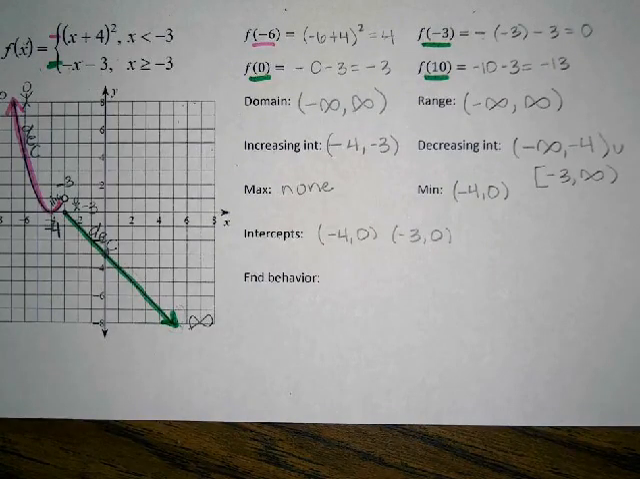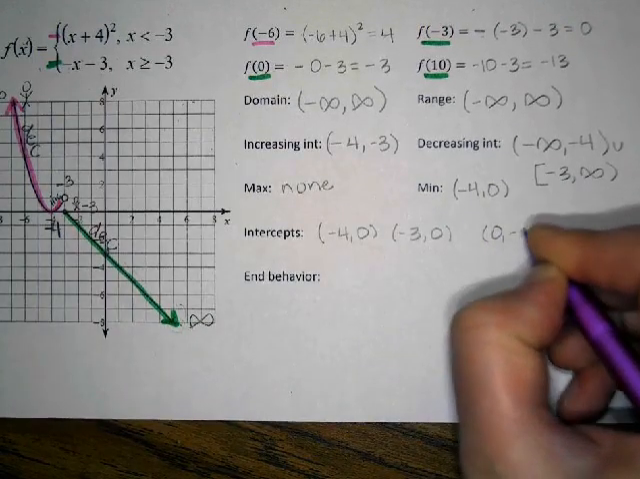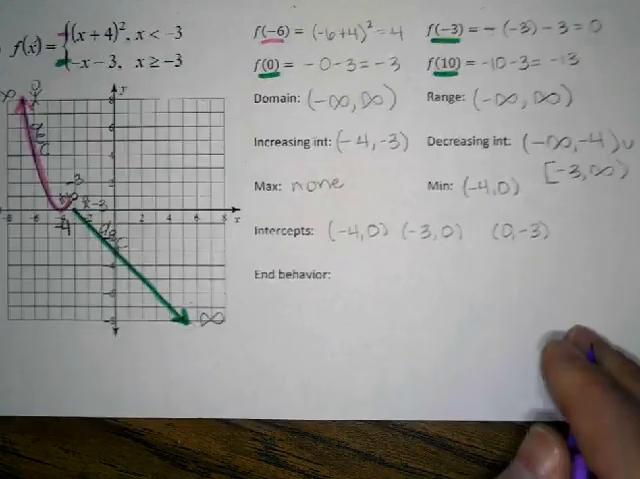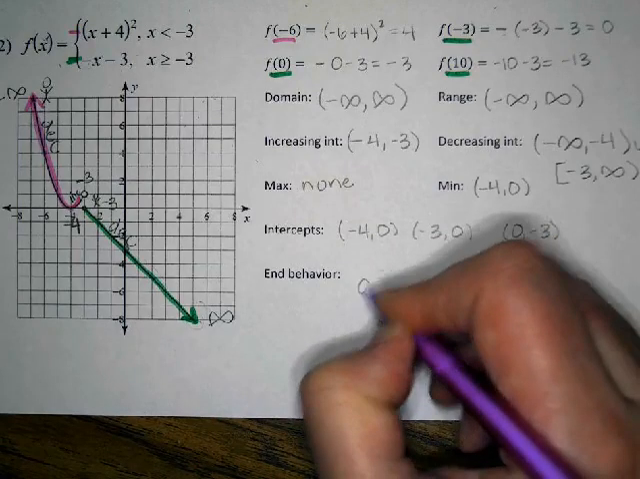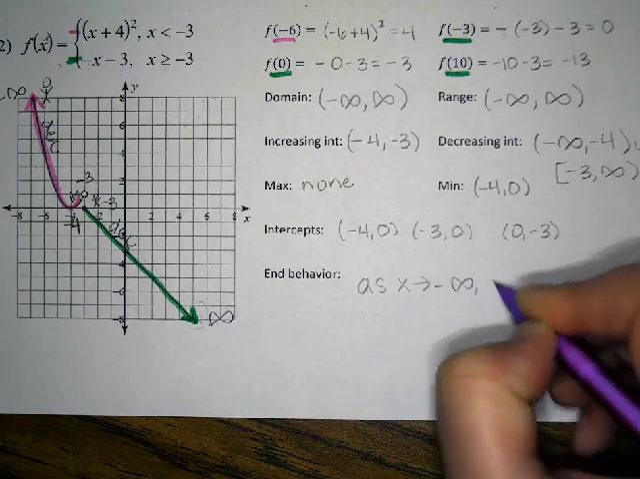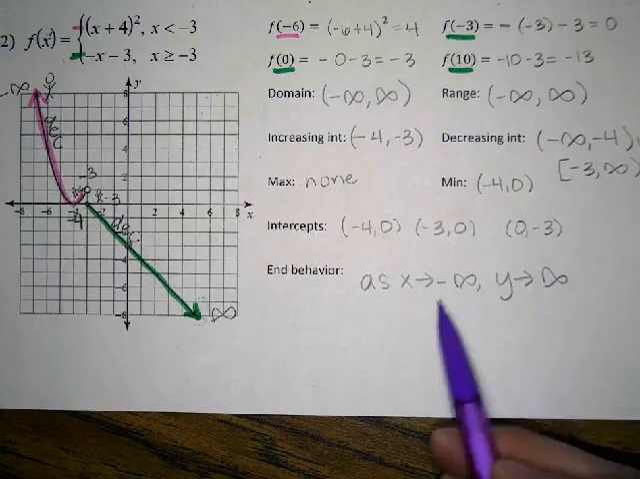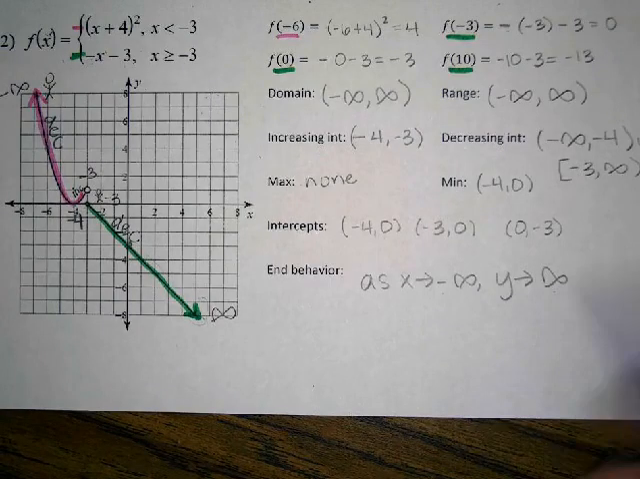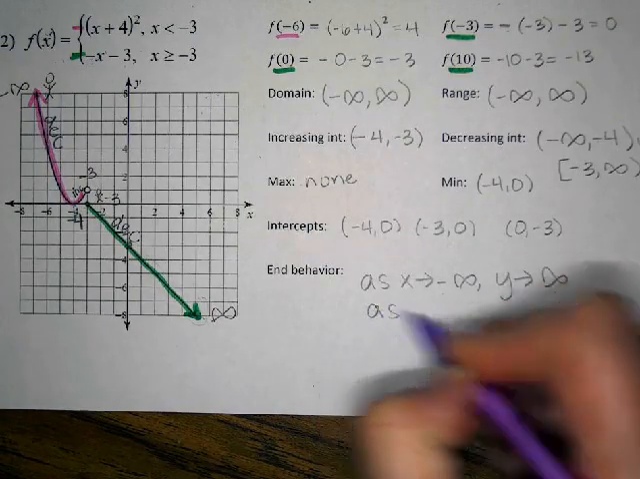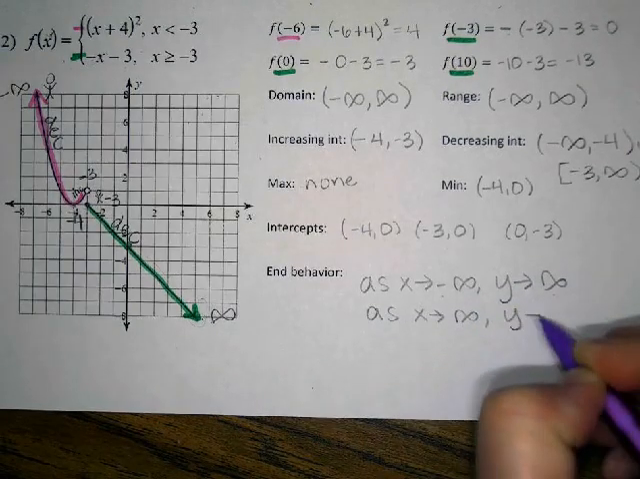Okay? End behavior for this one. So what is the left arrow doing? It is going up. The left arrow is going up. Okay, what does the right arrow do? The right arrow goes down. So left arrow goes up, right arrow goes down.